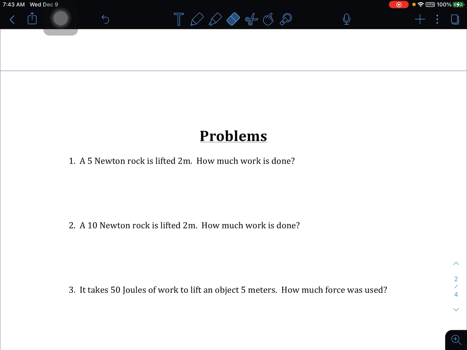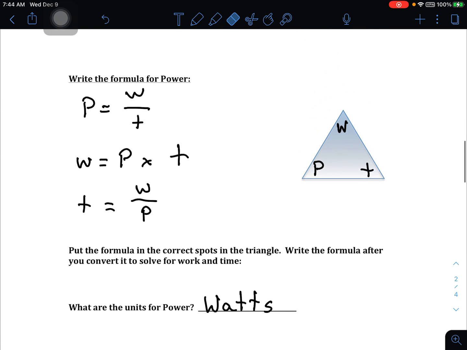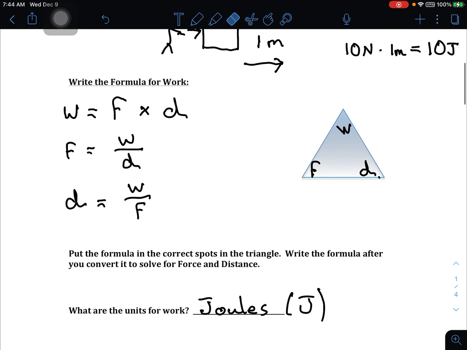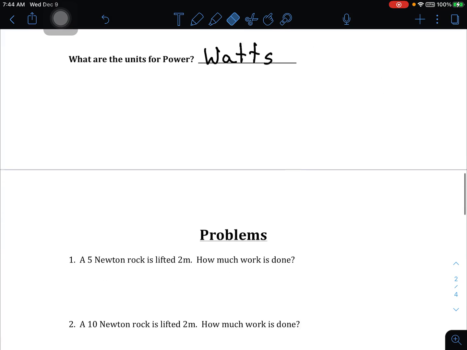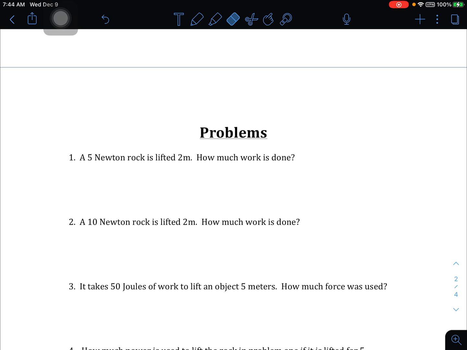The first one says a 5 newton rock is lifted 2 meters. How much work is done? So I look and I see 5 newtons is a force, 2 meters is a distance, and it's asking me for work. This is going to be a problem that requires the W equals F times D formula because it has those three variables in it. As we always start our problems, I'm going to write out my variables. So W equals, F equals, D equals. And then I look in the problem and I see what I'm given.